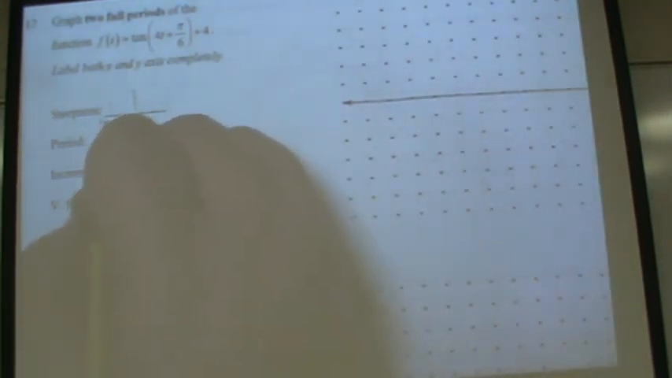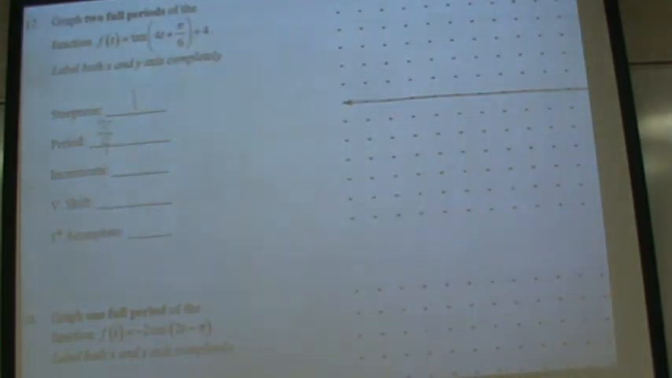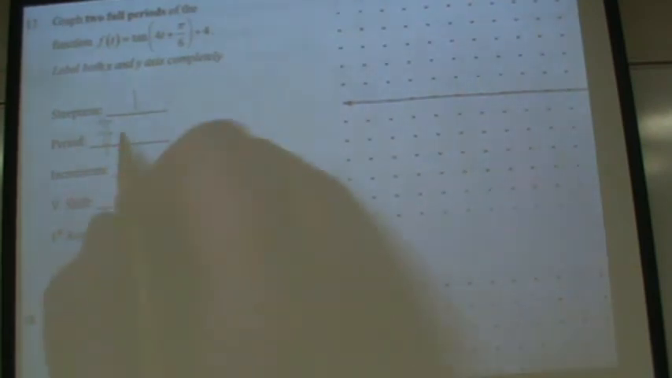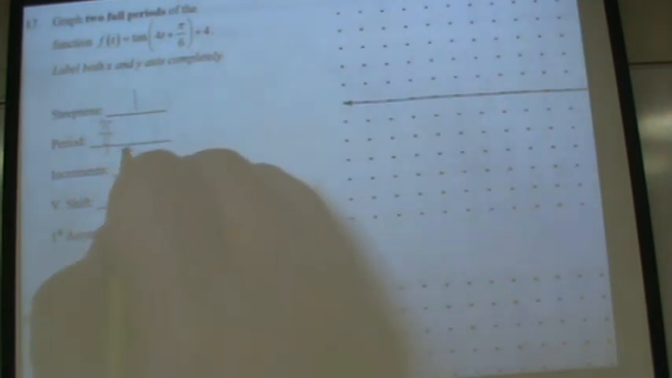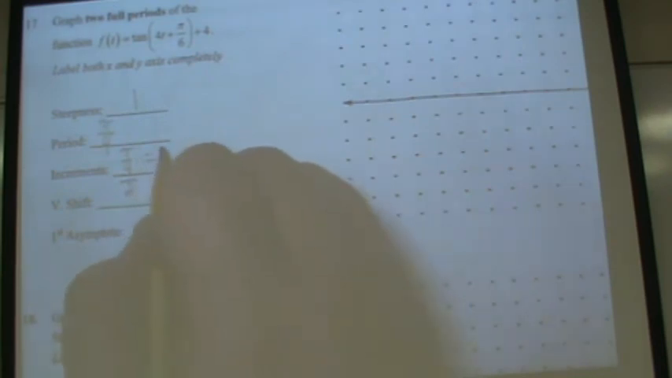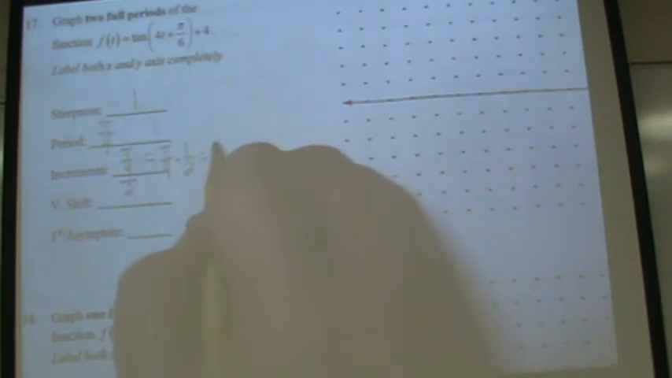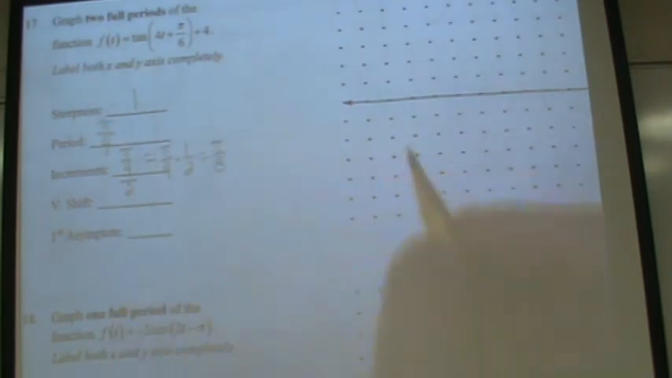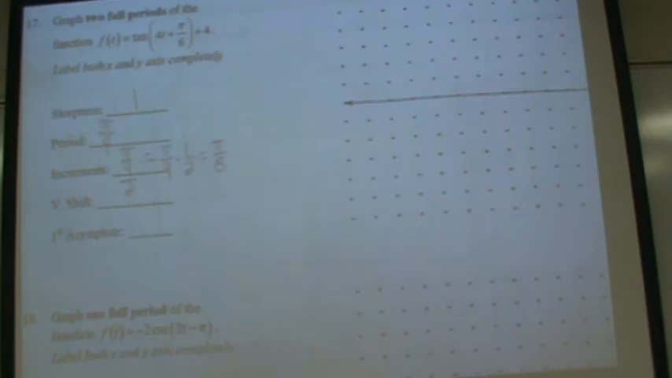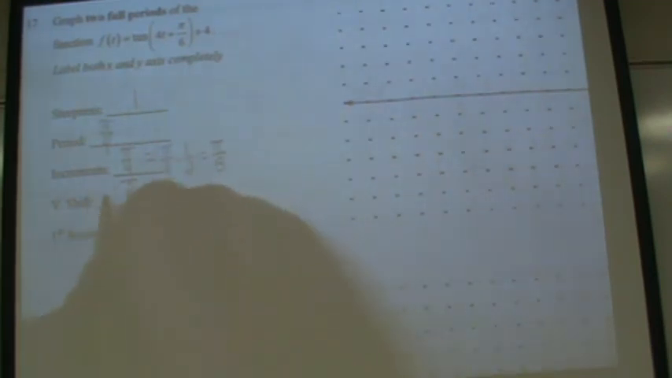Our period is still that b value, but now it's pi divided by the b value. So we have pi divided by 4. Our increments are that period divided by 2 this time for tangent and cotangent. So we're going to have pi over 4 divided by 2, which is like pi over 4 multiplied by a half, which is going to give you pi over 8. Your vertical shift, we have a plus 4, so we're up 4.